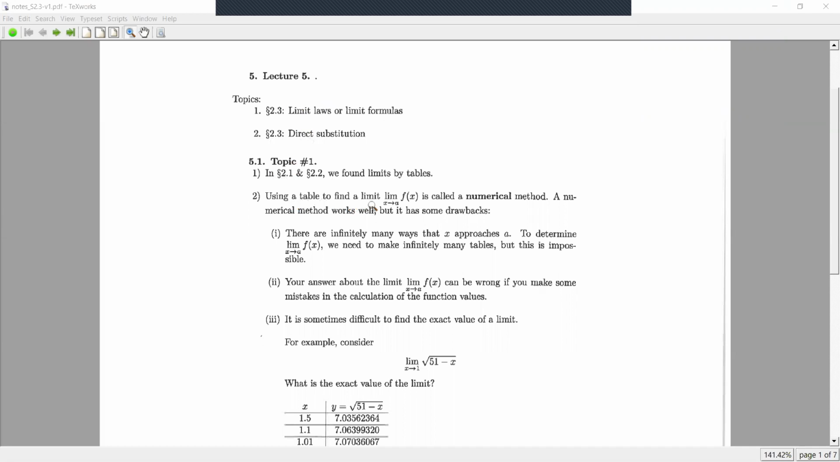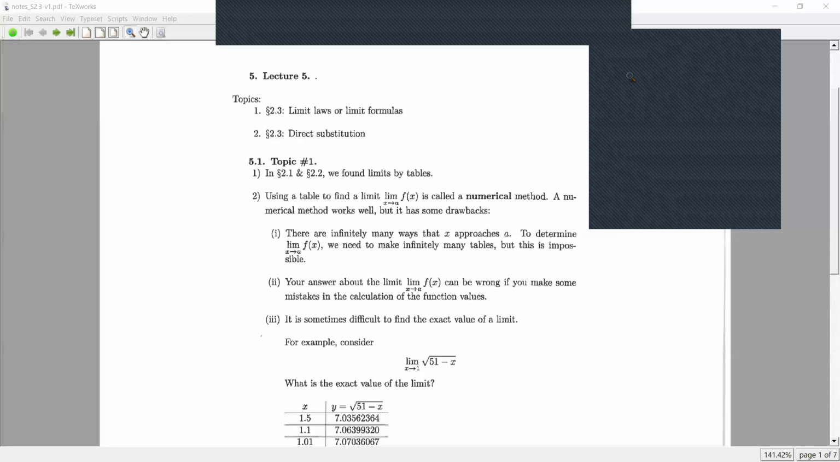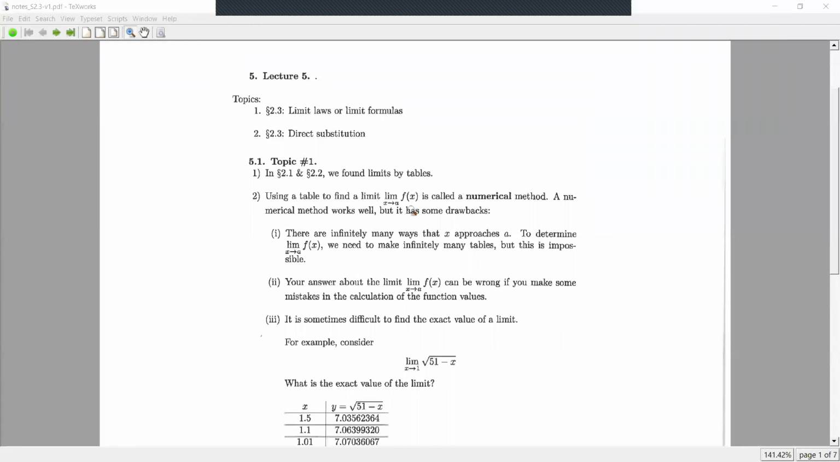Using a table to find a limit is called a numerical method. The numerical method works well, but it has some drawbacks. About a limit, remember two important conventions. Convention 1, as independent variable x approaches a, in this process, x is not allowed to take the point a directly.